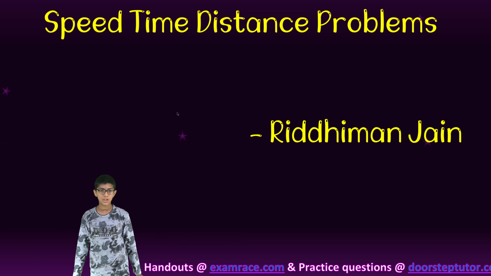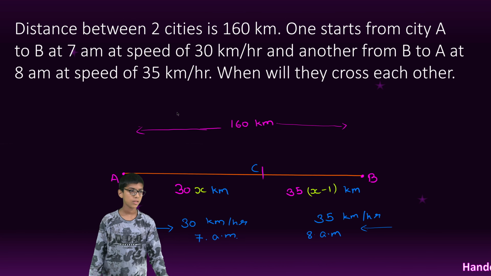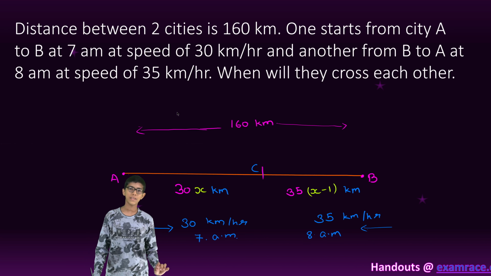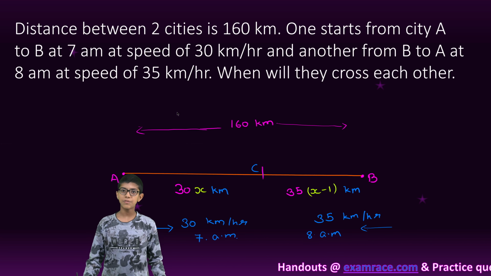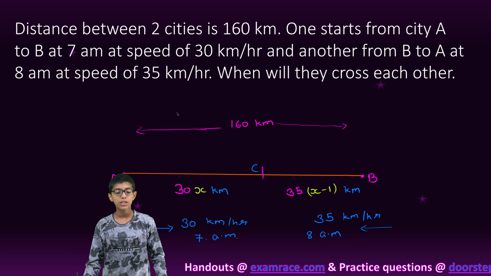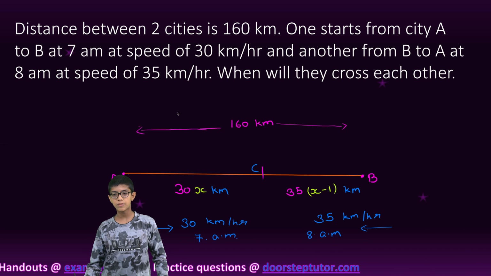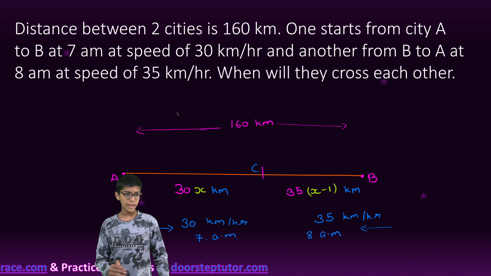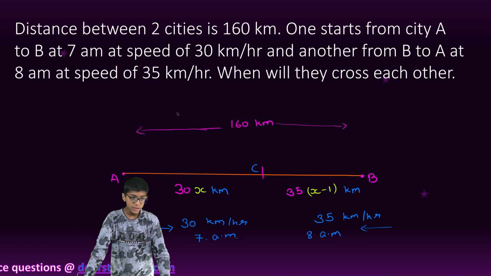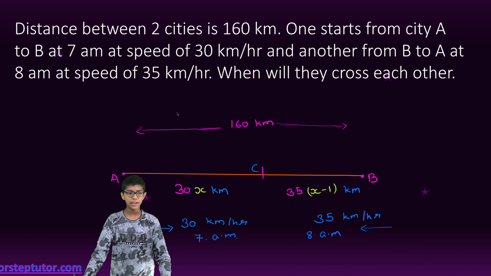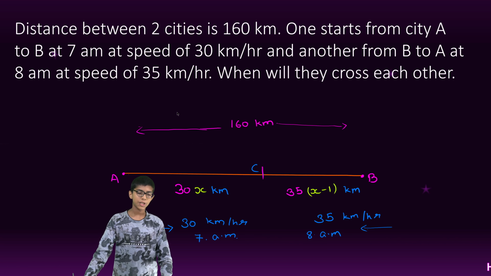And more interesting questions on speed, distance and time. The distance between two cities is 160 km. A car rider starts from city A towards city B at 7 am at a speed of 30 km per hour, and another car rider starts from B towards A in the opposite direction at a speed of 35 km per hour at 8 am. Find when will they cross each other.